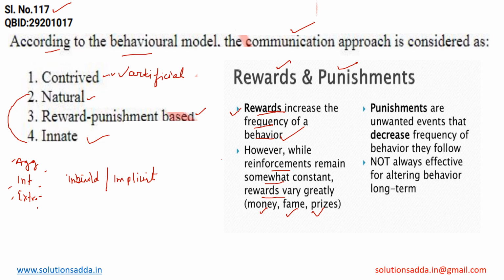Now punishments are the unwanted events that decrease the frequency of the behavior they follow. That means if a student misbehaves in the class or doesn't do his or her homework on time, and the student is given punishment for it, it is not always effective for altering behavior in the long term. Here the approach used by the teacher that comes under the behavioral model, we could say, is reward punishment based. So the correct option for this question will be option number 3.